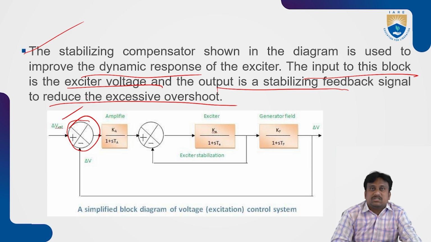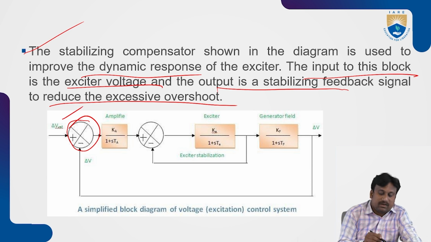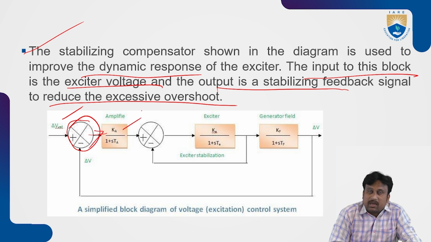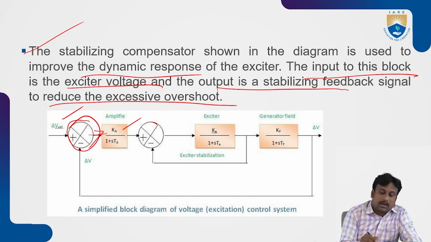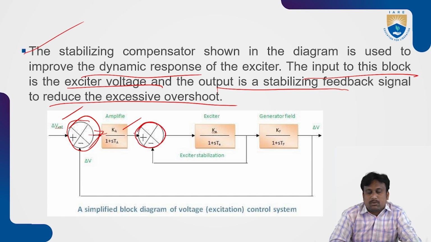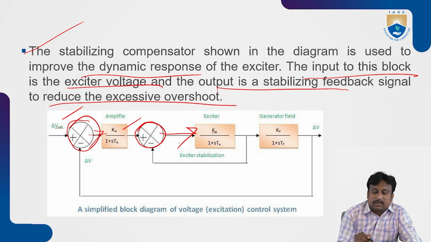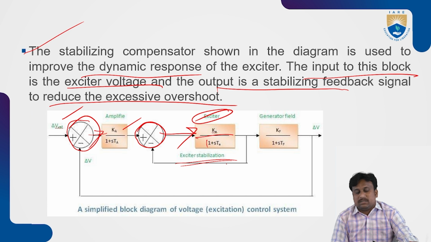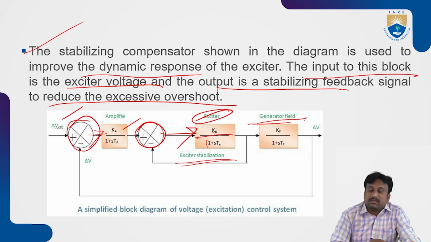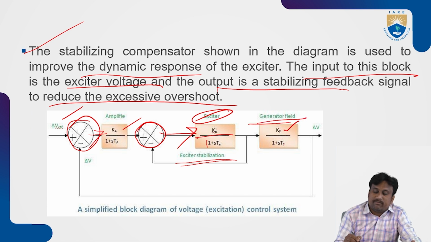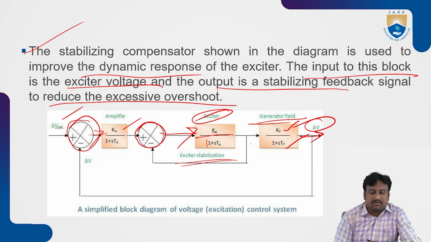This is shown with the change in reference voltage, delta V reference, connected to the amplifier block with the transfer function Ka by 1 plus Sta, and this will control over this block. Again it is connected to the exciter block with Ke by 1 plus Ste. This is called exciter stabilization, and it is connected with the generator field, that is Kf by 1 plus Stf. So this is connected to delta V of the system.